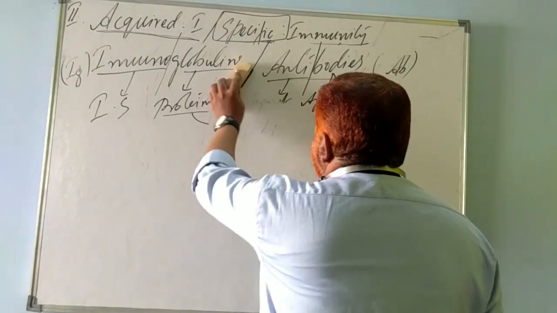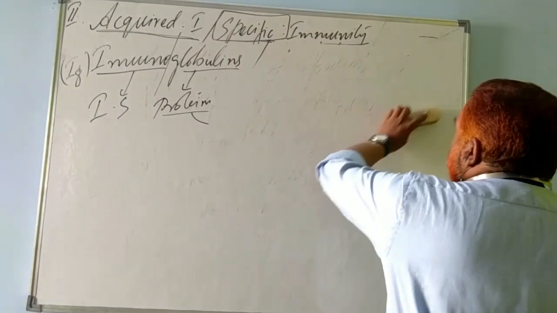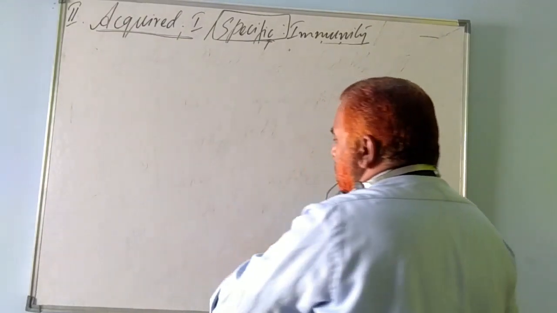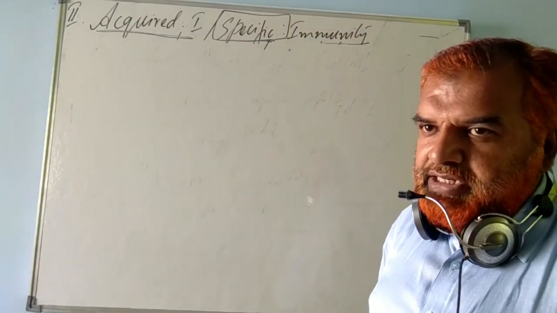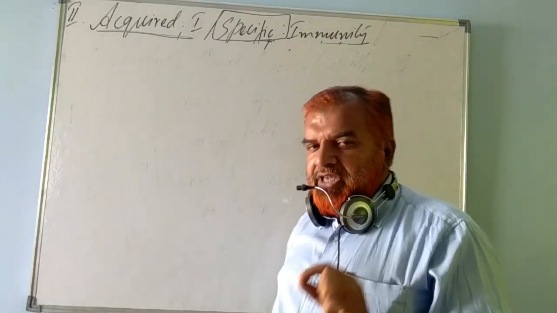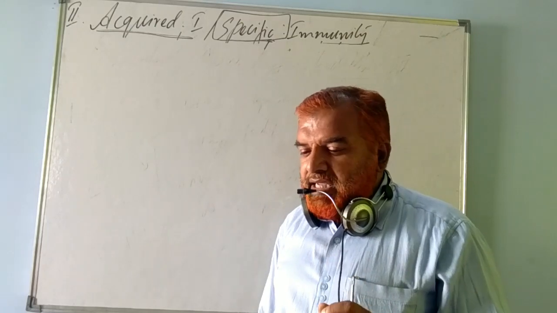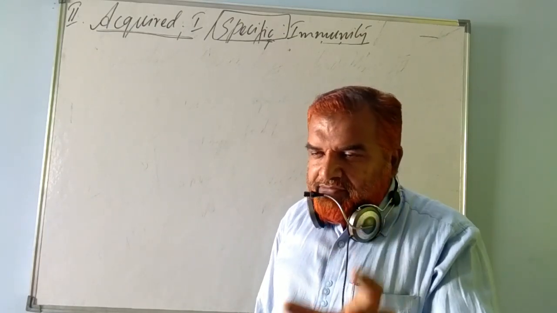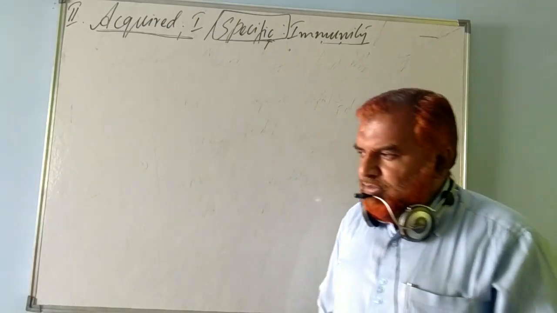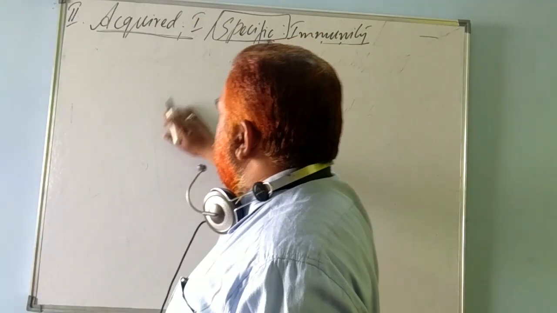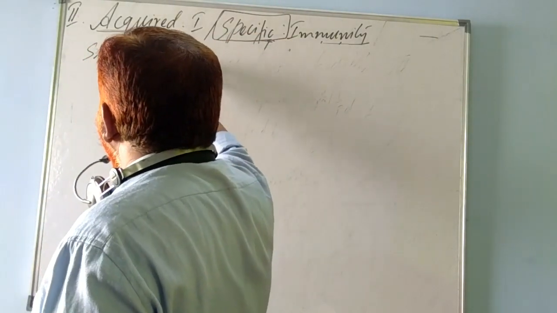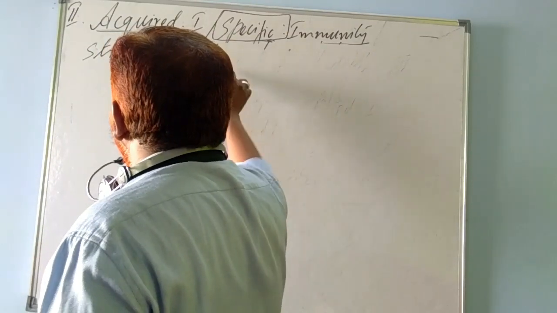Now, when we talk about the structure of the antibody, there are five types of antibodies: IgG, immunoglobulin G, gamma; A, alpha; M, mu; D, delta; and E, epsilon. We'll talk about that in the next class, most probably, after we discuss the structure of the antibody. So in this class, let's try to understand the diagram of the structure of the antibody or immunoglobulin.